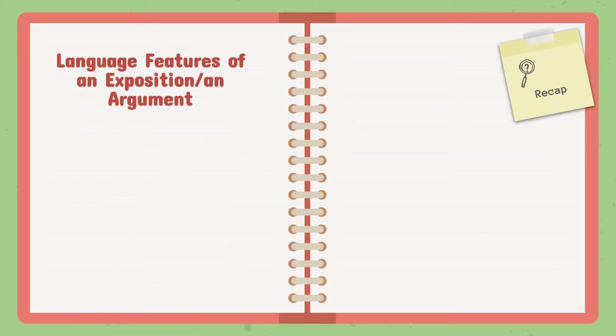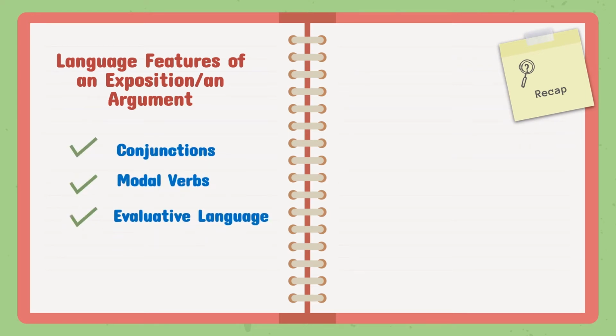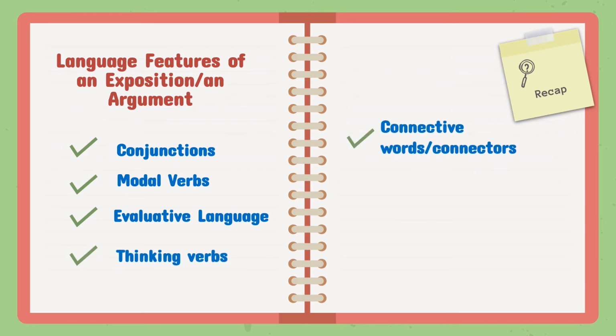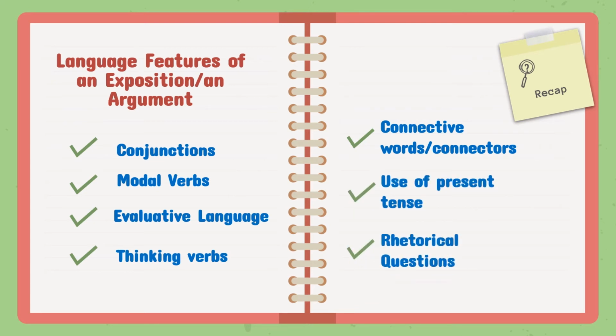Now let us recap. The language features of an exposition or an argument are conjunctions, modal verbs, evaluative language, thinking verbs, connective words or connectors, use of present tense, and rhetorical questions.